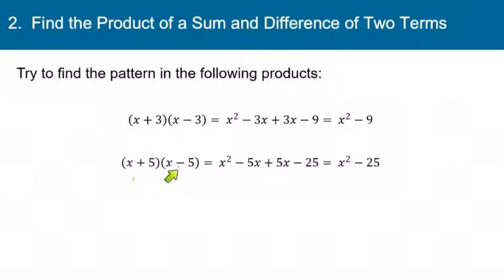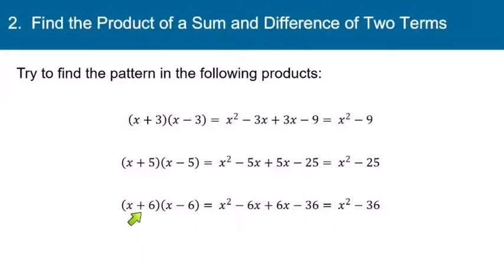And now let's look at x plus 5 times x minus 5. We'll notice that pretty much the same thing happens here. First times first gives us x squared. The outer is minus 5x, the inner is positive 5x, and the last times last is minus 25. So when we combine our two middle terms, they add up to 0.